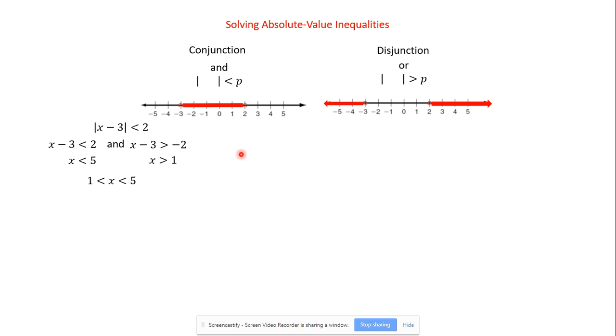And then graph it. We have a number line. We have open circles at 1 and 5, and we shade inside.